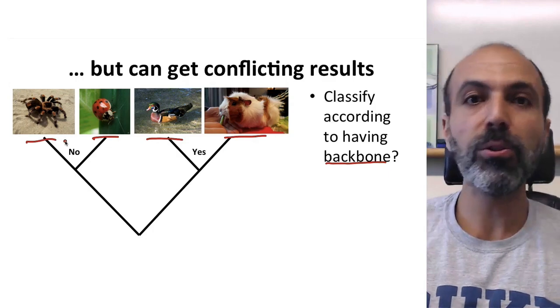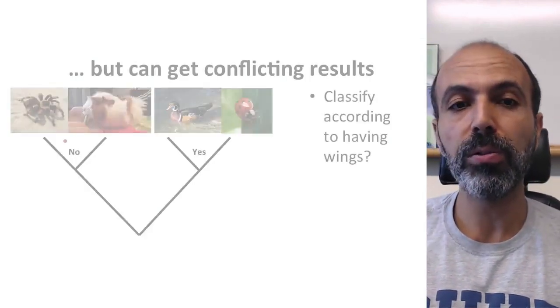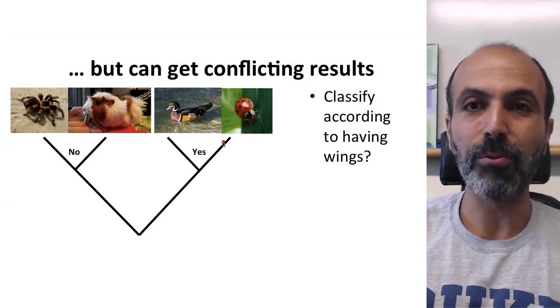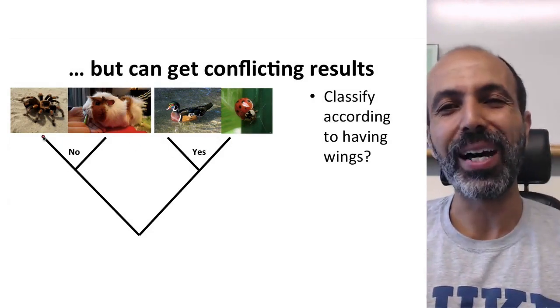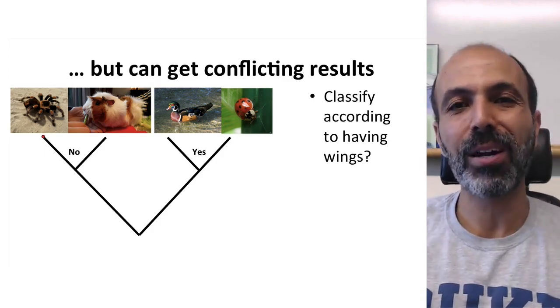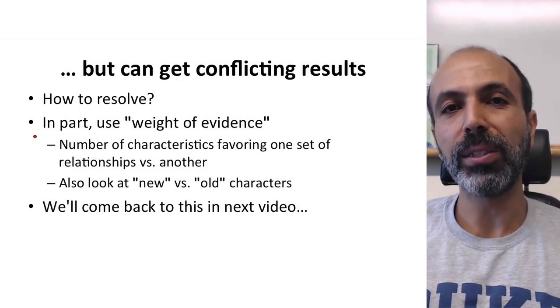In contrast, what if you were to use a different character? What if you were to use wings? Well, here, the ladybug and the wood duck have wings, the guinea pig and the spider do not. That is clearly not the classification that you would imagine off the top of your head. So, you can get conflicting results.